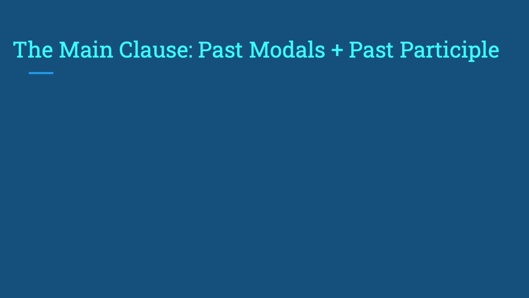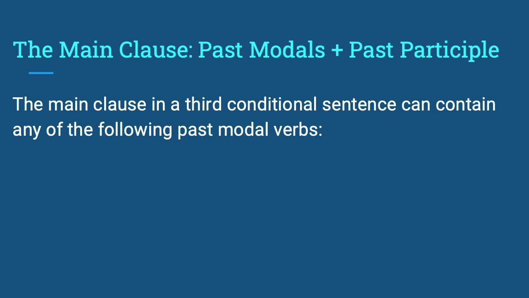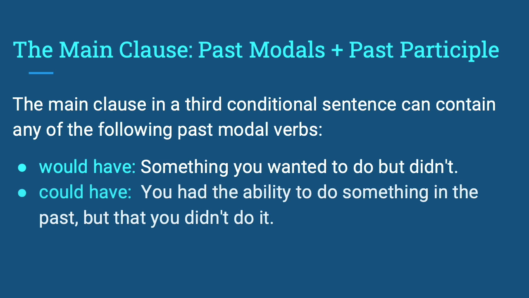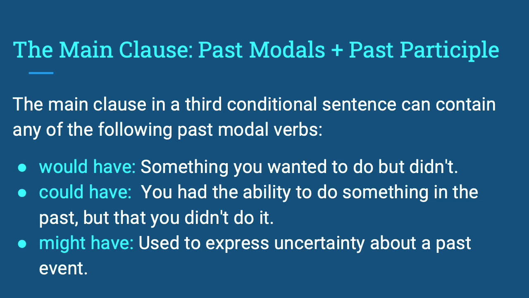The main clause is created with a past modal and a past participle. The main clause in a third conditional sentence can contain any of the following past modal verbs. Would have, something you wanted to do but didn't. Could have, you had the ability to do something in the past, but you didn't do it. Might have. This is used to express uncertainty about a past event.